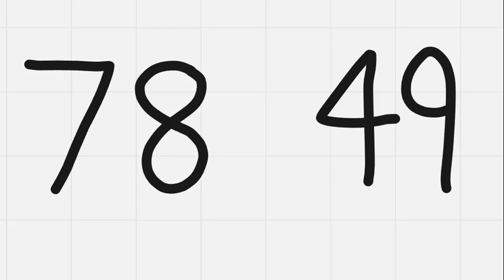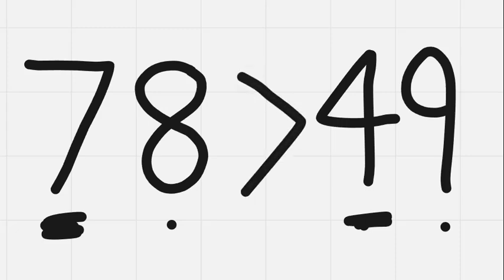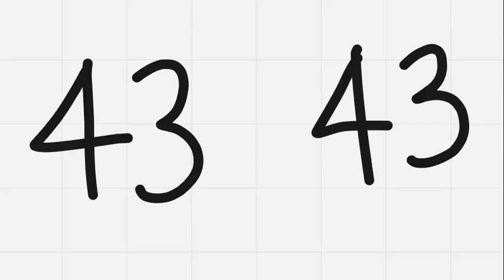Our next one, 78 and 49. Again, they both have 2 digits. When both numbers have the same number of digits, we look at the first number. We have 7 and 4. 7 is bigger than 4, so 78 is greater than 49. Well done.